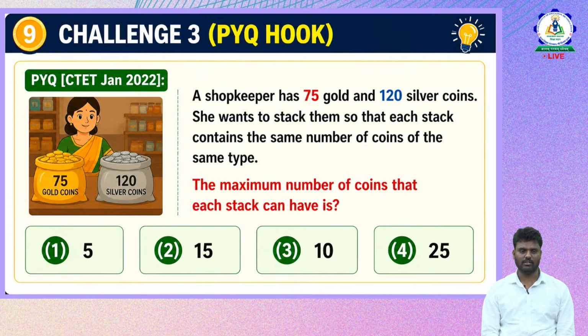So the question is that she has 75 gold and 120 silver coins. When she wants to arrange the stocks equally, in such a case, how many coins of the same type are required? The maximum number of coins that each stock can have is what we need to identify. Okay, so let us see what concept is involved in order to solve this problem. Let us try to understand the concept first.